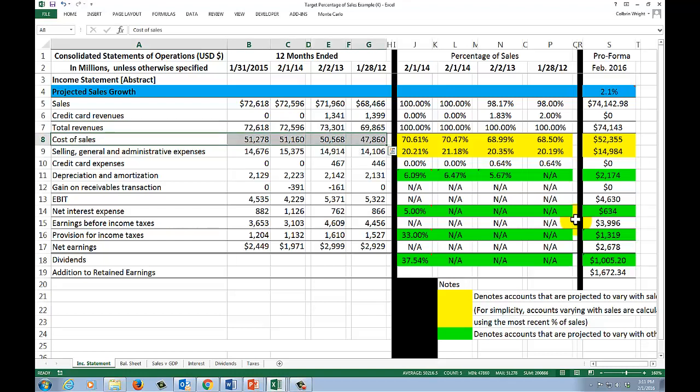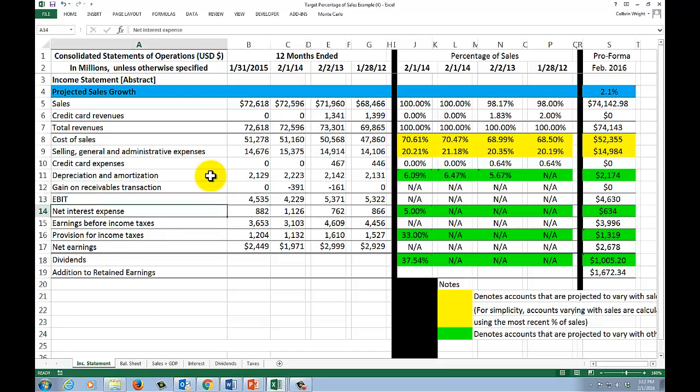I'm going to go ahead and say that cost of sales will vary proportional to sales, so I've highlighted this in yellow. I'm going to say that SG&A vary proportional to sales, so I've highlighted that in yellow. I'm going to say, however, that depreciation and amortization do not vary with sales, and I'm going to assume that this gain on receivables transaction will be 0 moving forward, just like it was last year. EBIT will simply be a calculation.